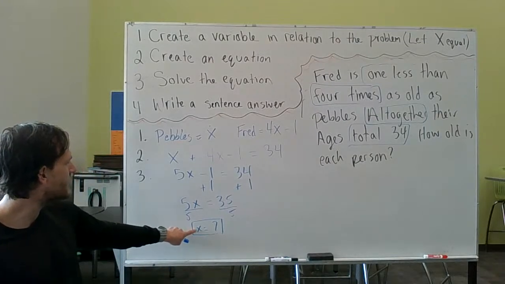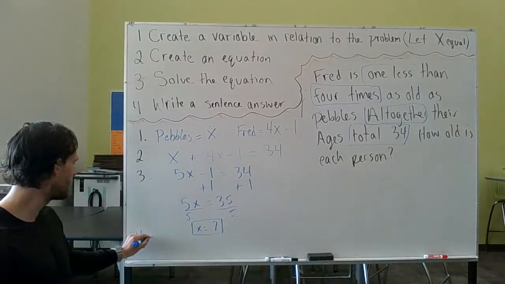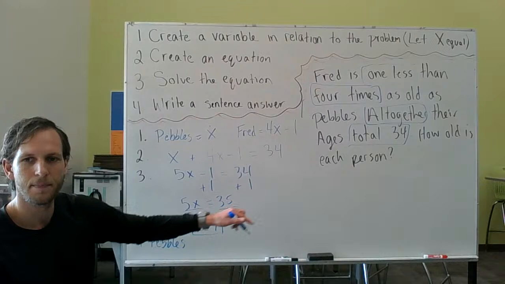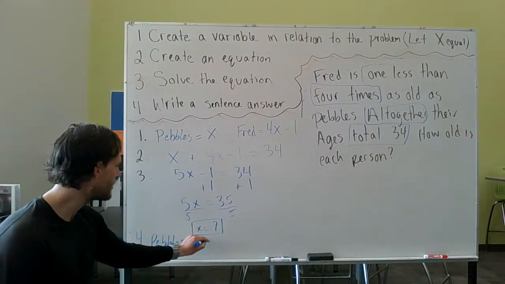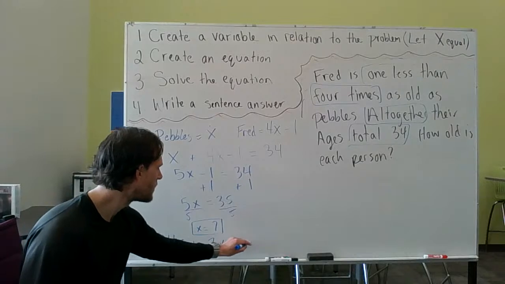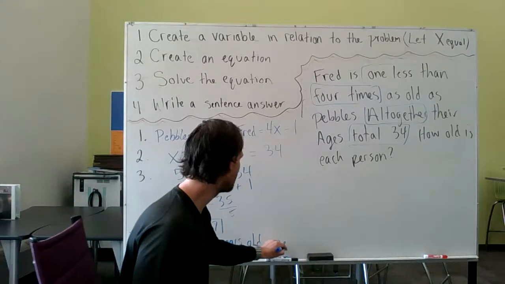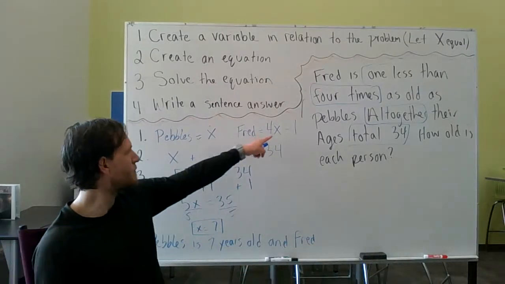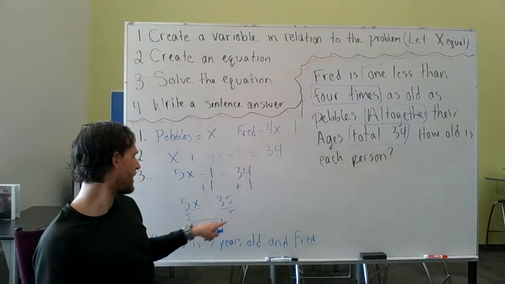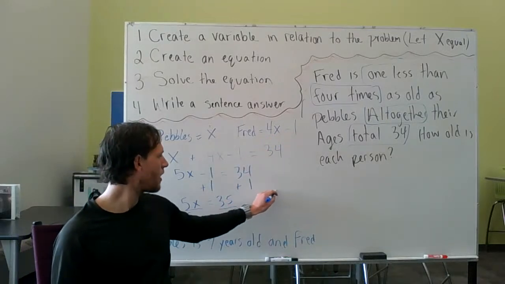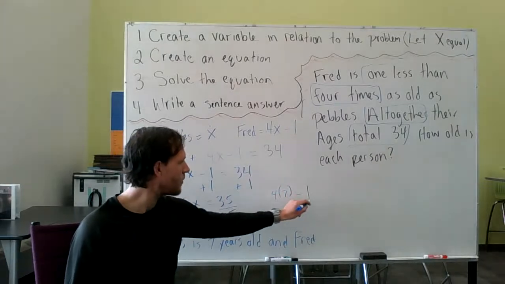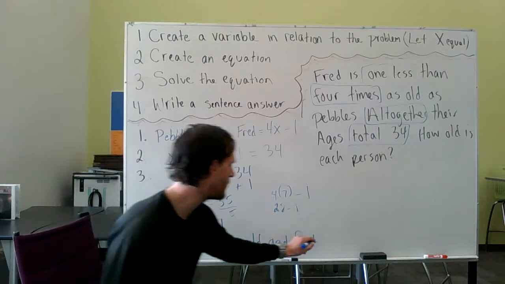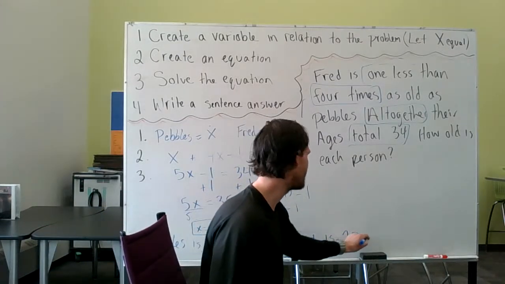So what is x? X is Pebbles' age. So to solve this, I can't just leave it as x equals 7 because I need to know how old is each person. So Pebbles is 7 years old. And Fred, well, Fred is 4x minus 1. So what was x? X was 7. So 4 times 7 minus 1, 28 minus 1. So Fred would then be 27 years old.